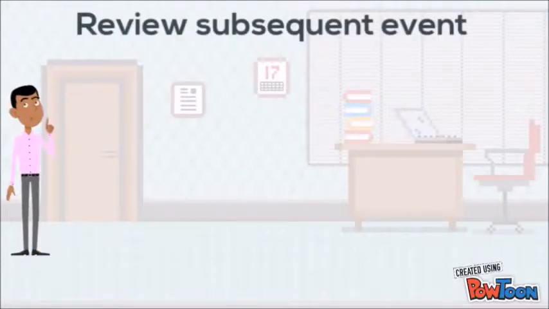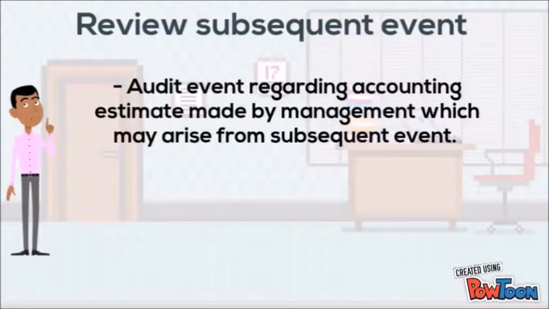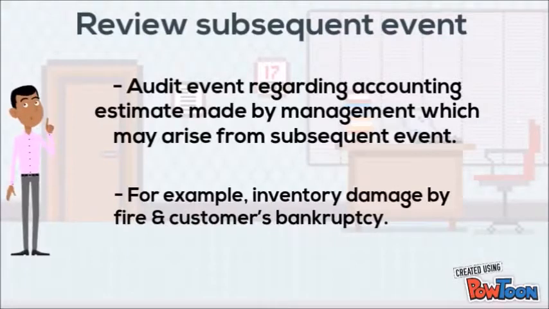While in reviewing subsequent events, it is to identify any audit event regarding accounting estimates made by the management which arises from the subsequent event. For example, inventory damaged by fire and customers' bankruptcy.